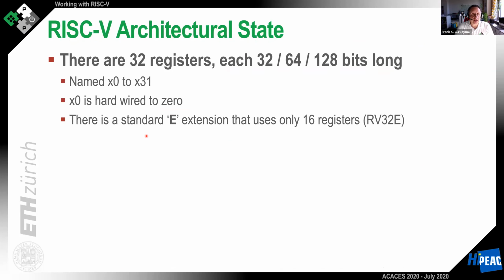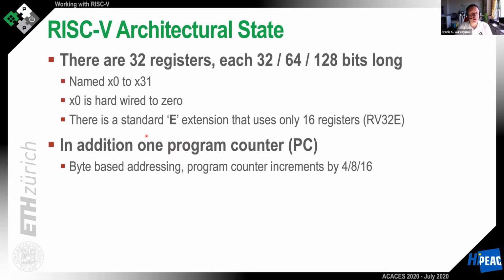Later on, they realized that for very small applications, maybe 32 registers is overkill. So they are developing a standard E extension that is the same. The only thing that changes is it only uses 16 registers. So instead of RV32I, there's also an option of using RV32E. We will have a small processor that we call micro RISC-V that uses this.